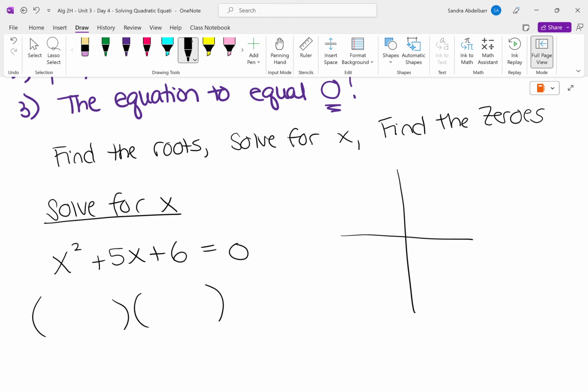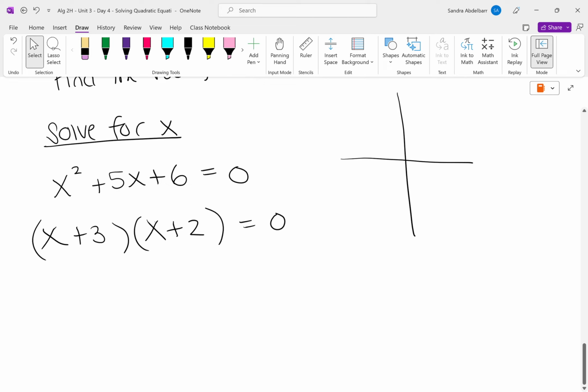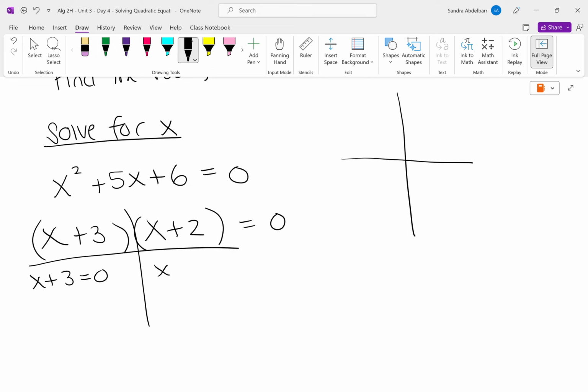So how are we going to solve for x? You're first going to factor. So we go ahead and we factor. And this is easy factoring right here. This is x plus 3 times x plus 2 equals 0. And then what you do is you set each parenthesis equal to 0. So x plus 3 equals 0, x plus 2 equals 0, and you solve. So x equals negative 3, x equals negative 2. Who remembers this whole process from Algebra 1? Good. We should all remember the process from Algebra 1.